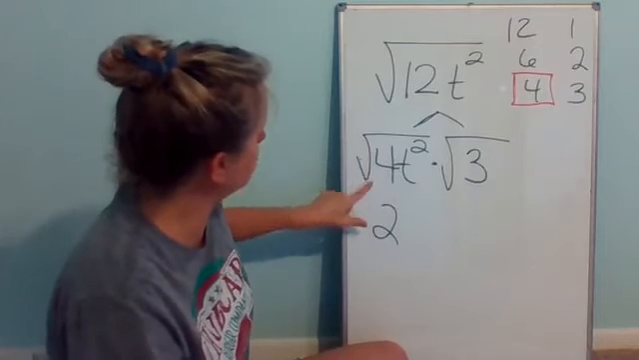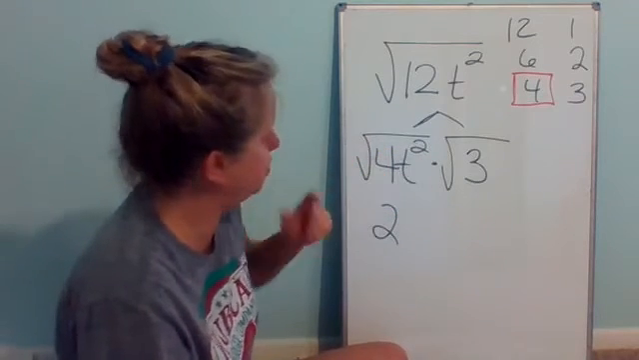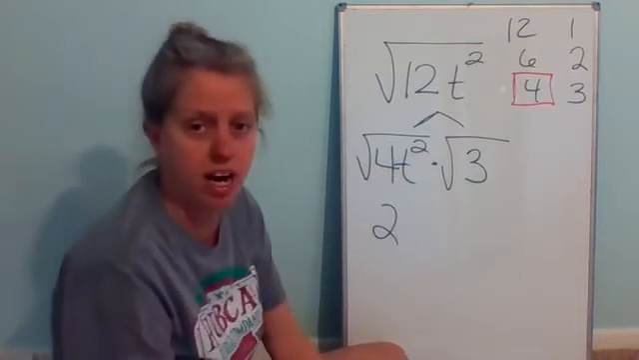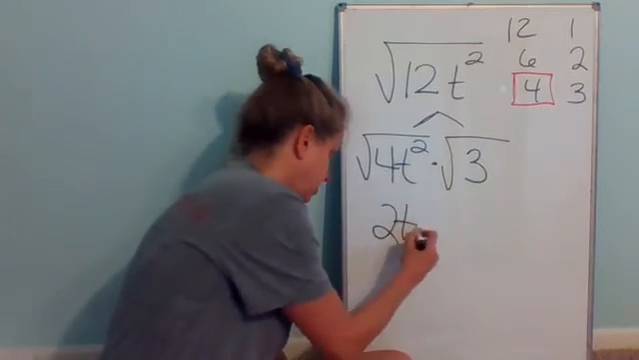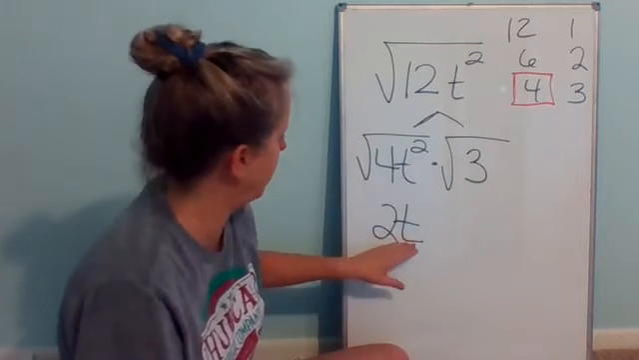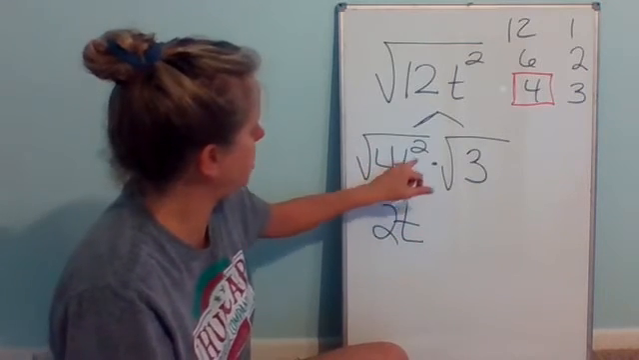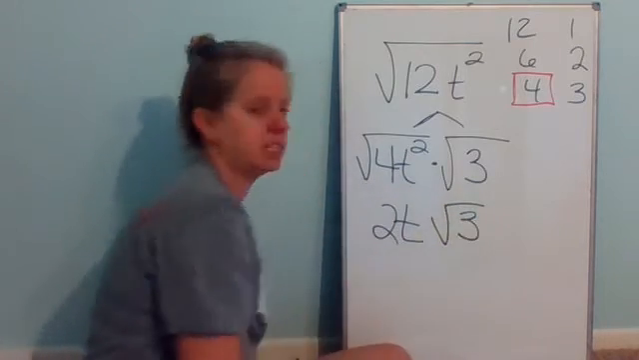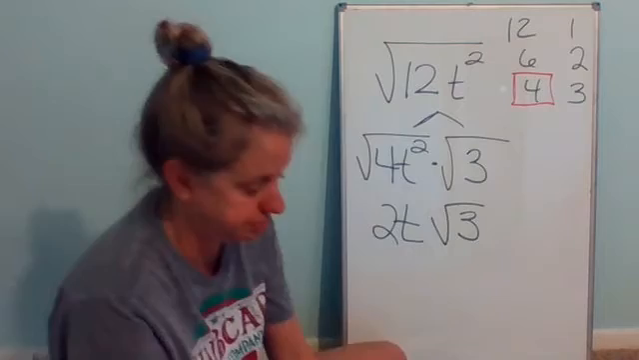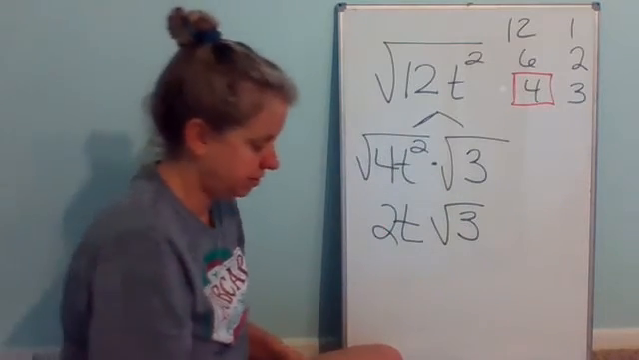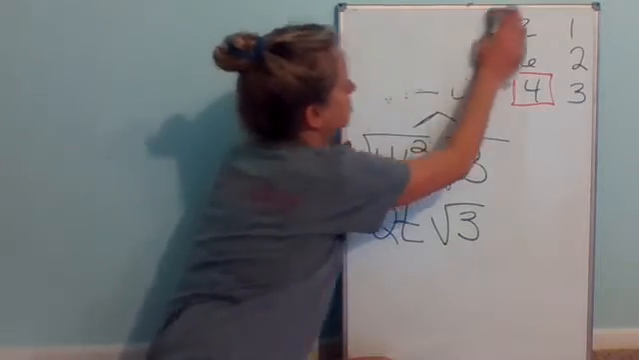In other words, when you're taking the square root of an exponent, you're saying what times itself is t squared. T, right? T times t is what gives me t squared. So the square root of 4t squared is 2t. Your trash just always comes down like it's written. All right, two more.